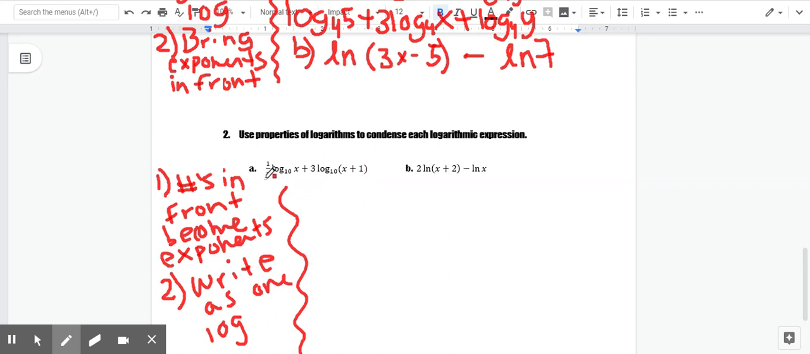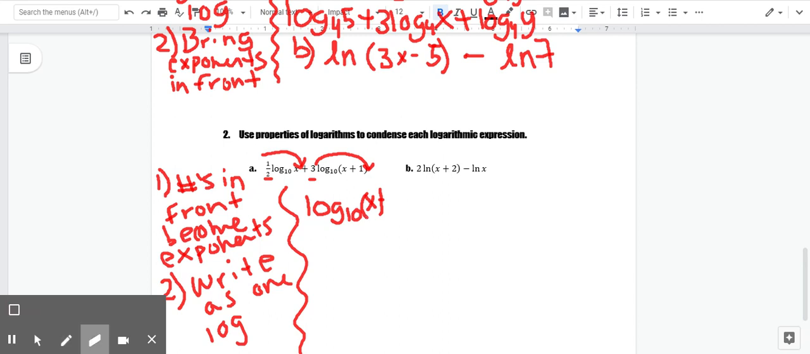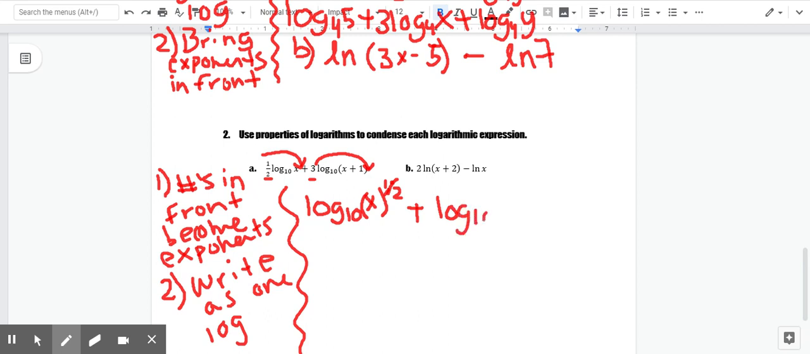So here we have 1/2 in front and we have 3 in front. So those need to become exponents. So since we're using the log base 10, we write the log base 10 of x to the 1/2 plus log base 10 of x plus 1 to the 3rd. So I didn't change anything just yet. All I did was bring the numbers in front to be exponents.